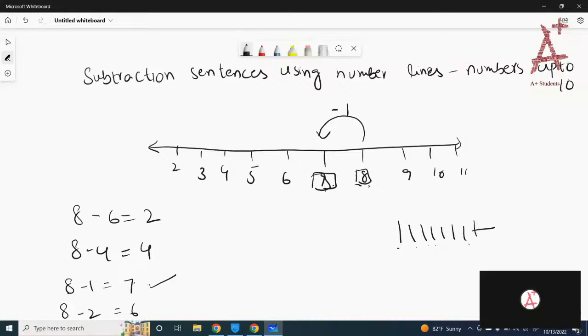Questions. You have to do these questions on the number line, and then you see the number written above the arrow. Here you have 8 minus 6, but 6 is not written in the square. Here, again, 4 is not in the square. Here you have 2. So the correct one is 8 subtract 1 equals 7, because 8 and 7 are written in the squares and 1 to go back. Got it?